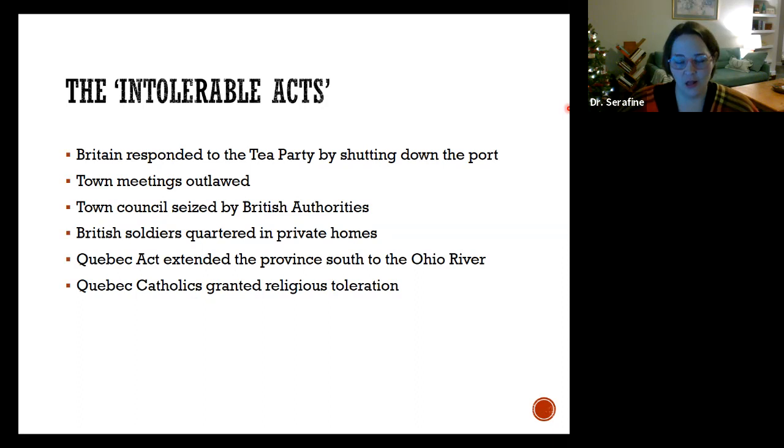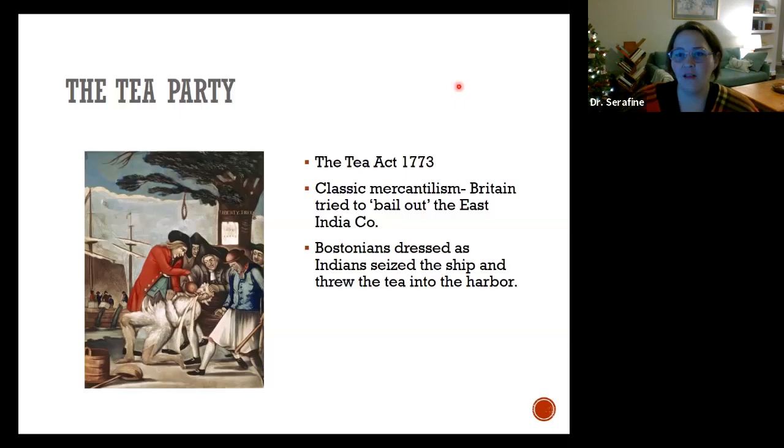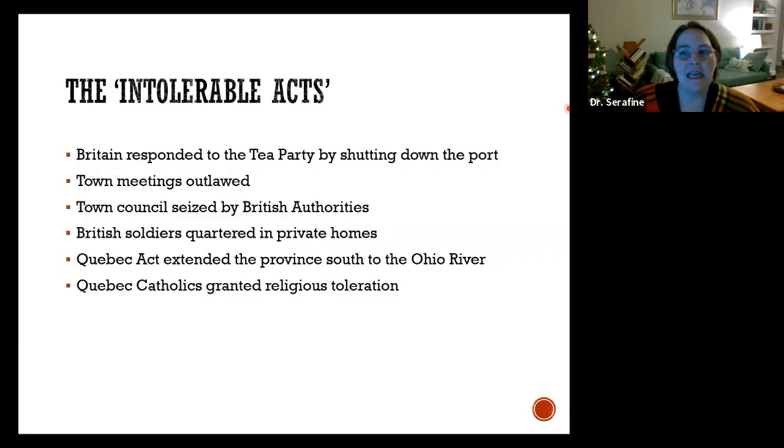There's still a lot of anti-Catholicism among colonists in 1773. And they will see this Quebec Act as they get themselves all ginned up. They say, oh, the British are going to turn us Catholic. The British are trying to make us Catholic. That's not what's happening. But colonists get all fired up, get all riled up over this.